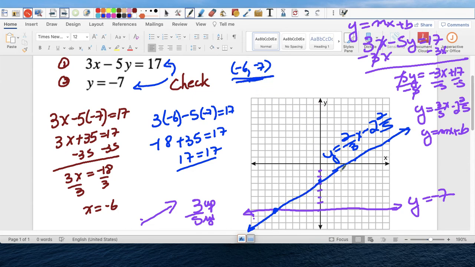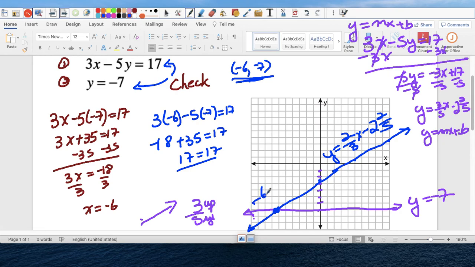Well, I mean, obviously I had to do it visually, it's not perfect, but does that look like -6, -7? 1, 2, 3, 4, 5, 6. 1, 2, 3, 4, 5, 6, 7. Yeah, look, I'm not that far off. My drawing is not that far off.